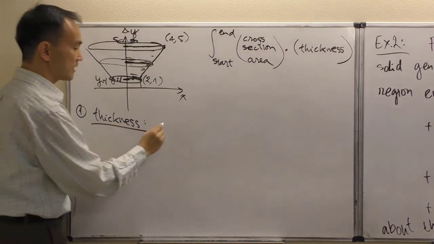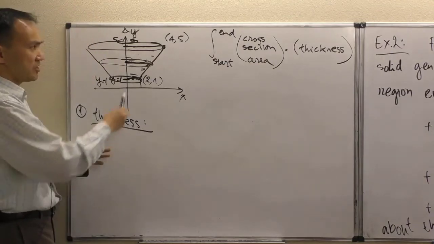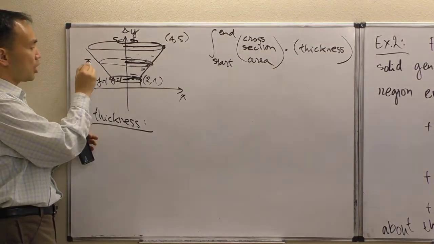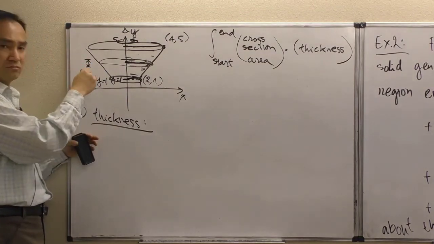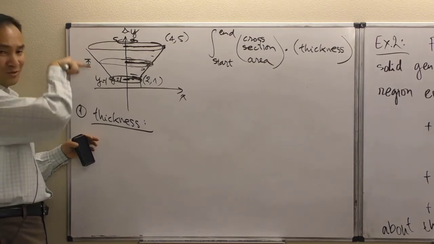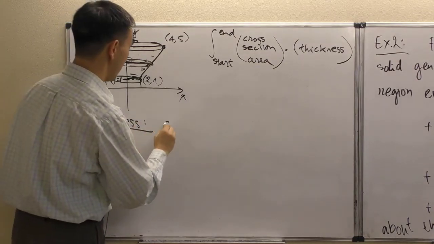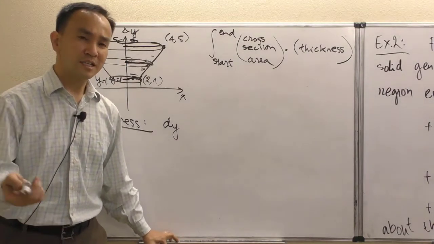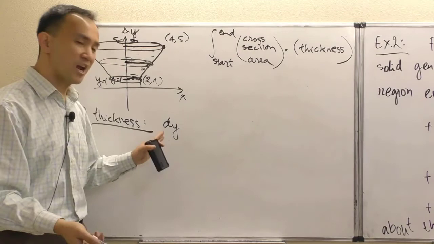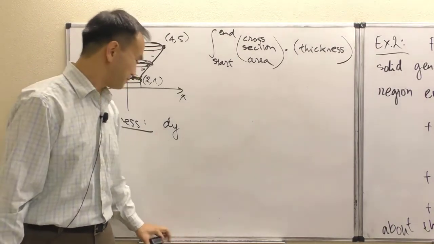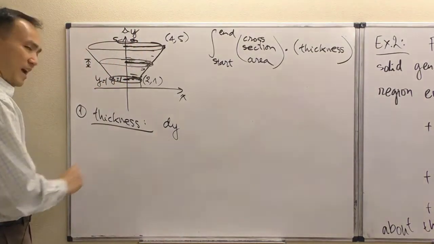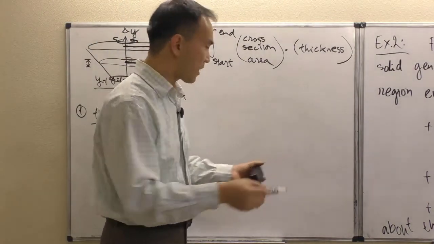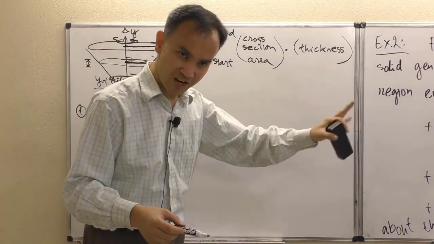In this case, the rotation axis is here. Thickness is the infinitesimally small change in y value, from a lower y to an upper y. So thickness here makes sense to be a dy, that infinitesimally small change in y, or the differential dy. Once we have that, allow me to derive on the go. How's that? Derive on the go.